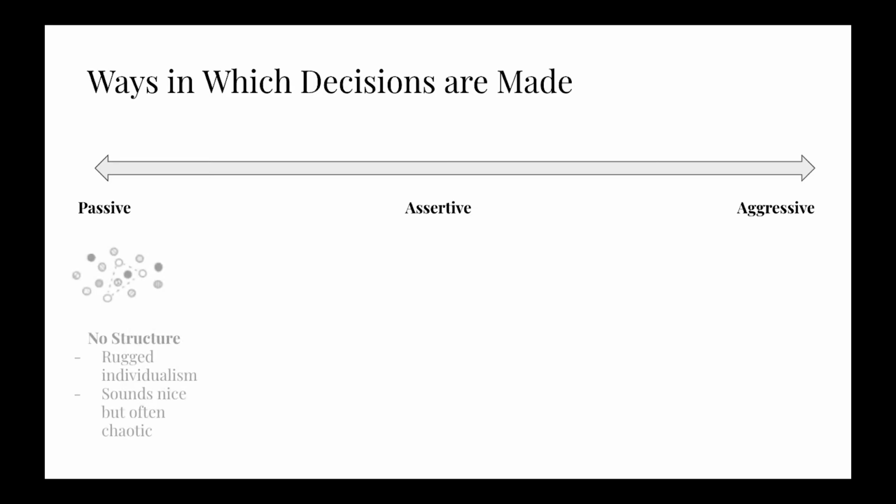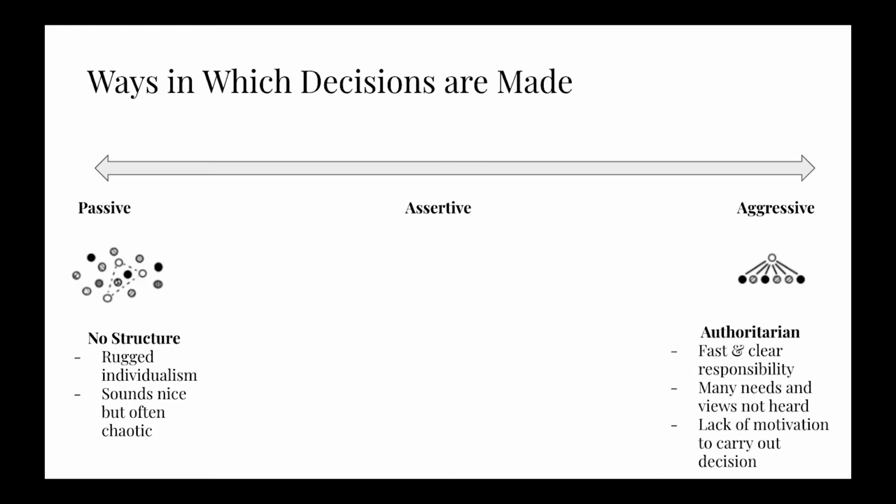Firstly, on the passive end is having no structure for decision-making process. This is a strategy that is founded on rugged individualism and trusts individuals to make decisions. It occurs when there is no one who holds responsibility to facilitate a decision-making process on behalf of the group. While the idea of autonomy and freedom that this method is founded on sounds nice, this decision making strategy is not cohesive and is often chaotic, especially if values and goals are not shared within the group involved.